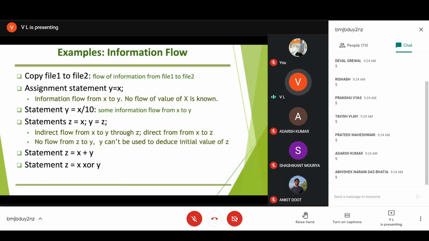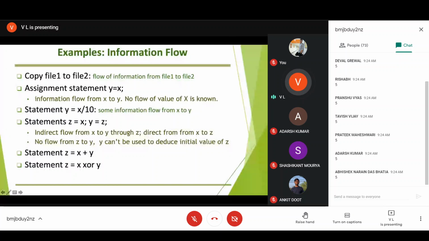So this is an example. When we say that we are copying file 1 to file 2, sorry, this is what I was trying to say, that even if we modify the data and pass part of it, it is still an information flow. And in this particular case, X is assigned to Z and Z is assigned to Y. So this is an indirect information flow.